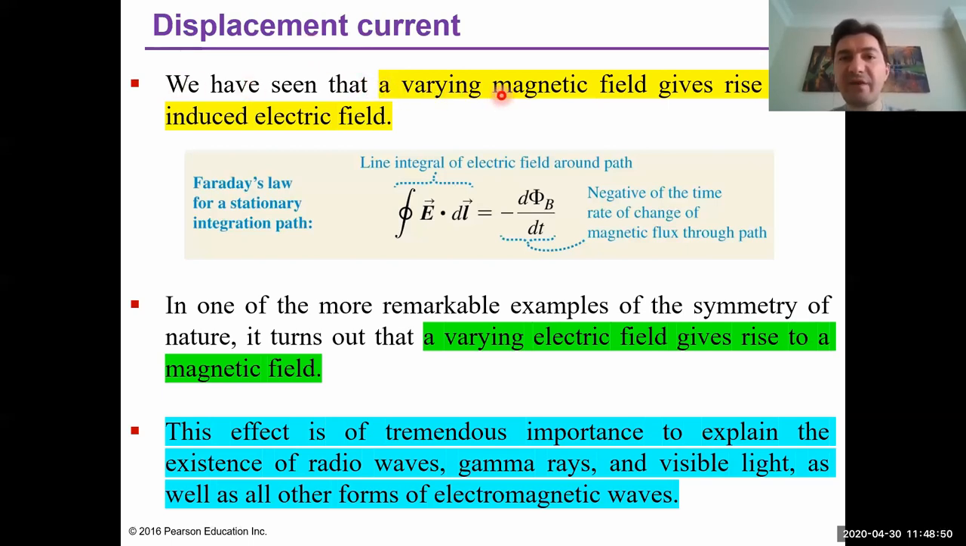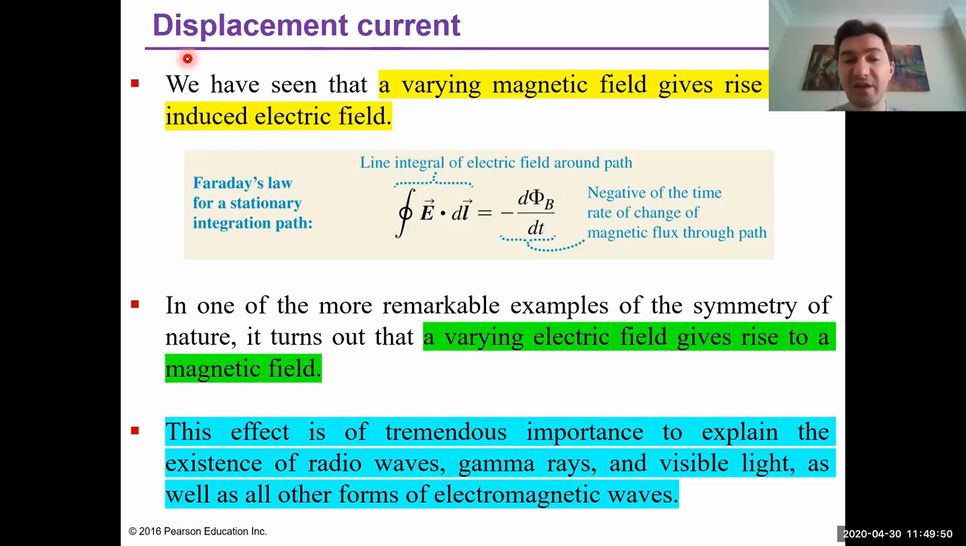We have seen that a varying magnetic field gives rise to an induced electric field. This one. Here we have a varying magnetic field, magnetic flux changes by time. Then this produces an induced electric field. Okay, we have already learned that. But we also know that a varying electric field gives rise to a magnetic field. Here we have varying magnetic field. This produces induced electric field. If you have varying electric field on the right side, then we have induced magnetic fields. Okay, so now we will see that one with the explanation of displacement current.